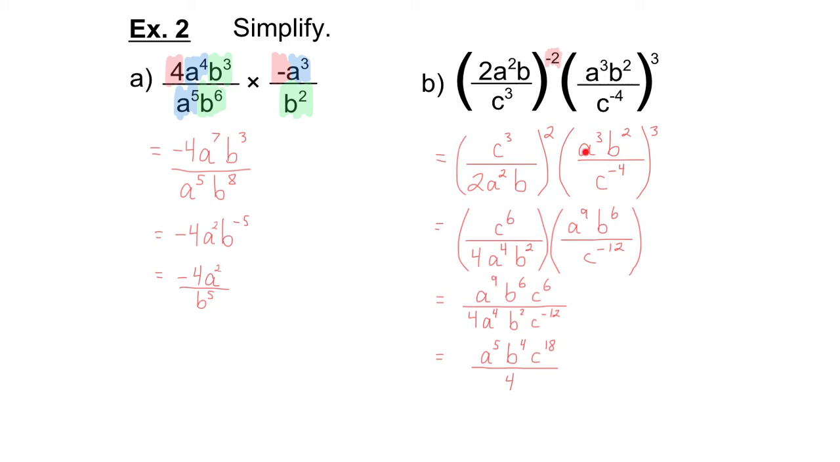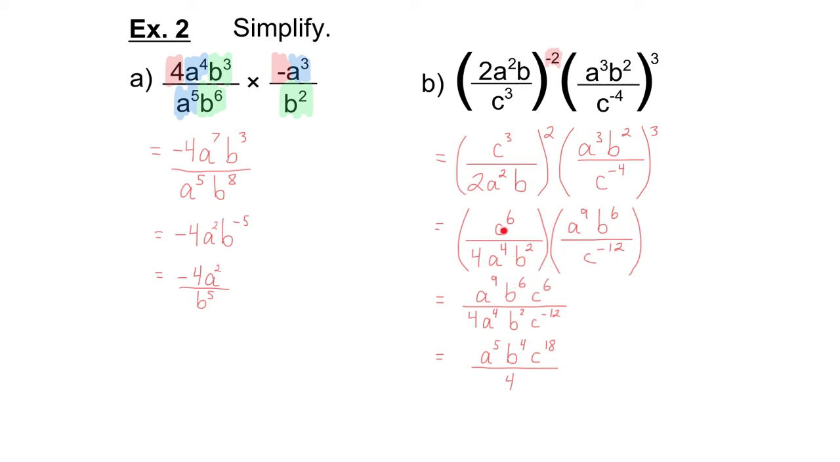Similar over here, a cubed to the exponent 3 is a to the 9. B squared to the exponent 3 is b to the 6. C to the minus 4 to the exponent 3 is c to the minus 12. So power of a power, you multiply the exponents. Okay, no more power of a power. Now I am just going to multiply numerator times numerator and denominator times denominator.